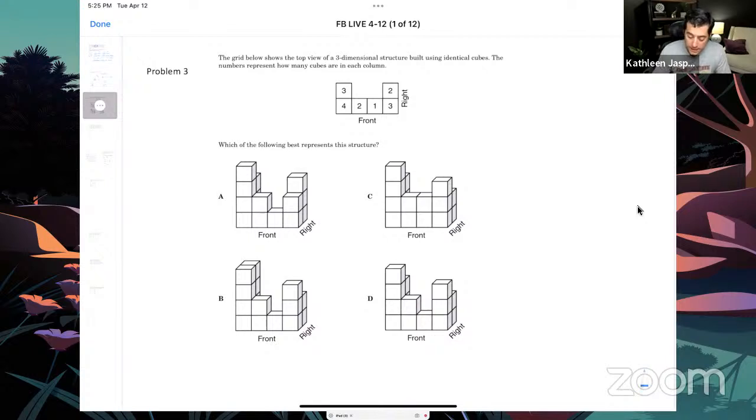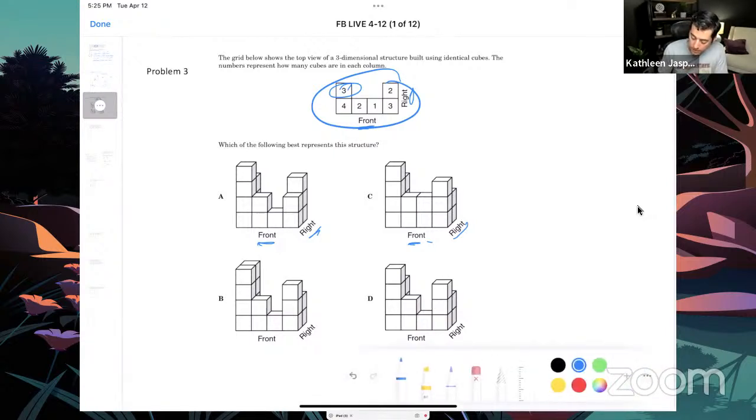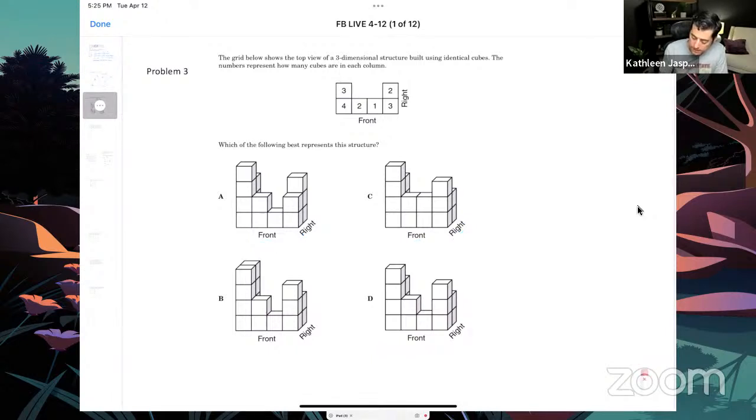So understanding what this is first, because this is your key. This says our front and our right. So that's why these say front and these say right here. Then these numbers are specific to the amount of cubes that are stacked on top of each other. So the key that we are looking for is a pattern that has, and I'll just go counterclockwise, 3, 4, 2, 1, 3, 2.